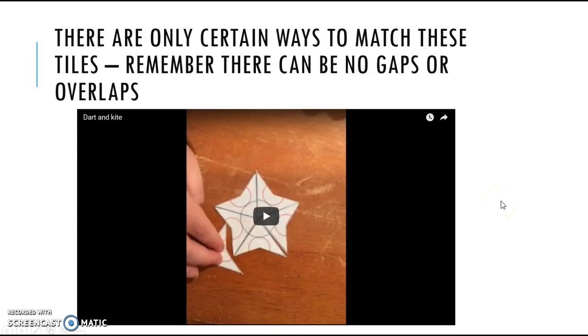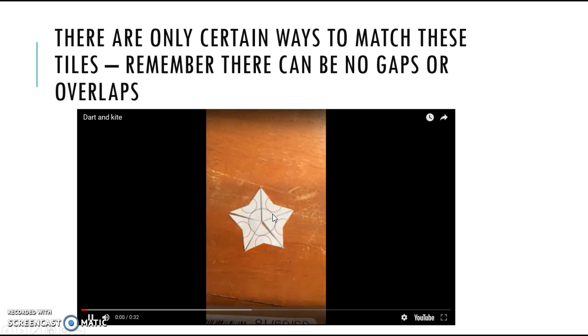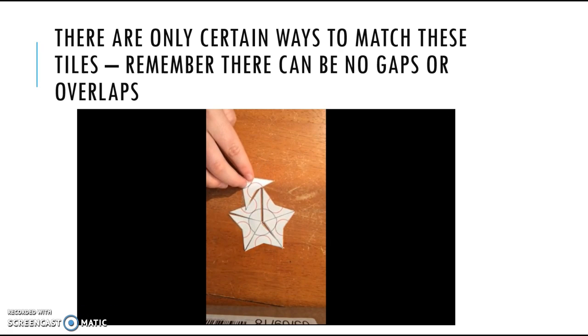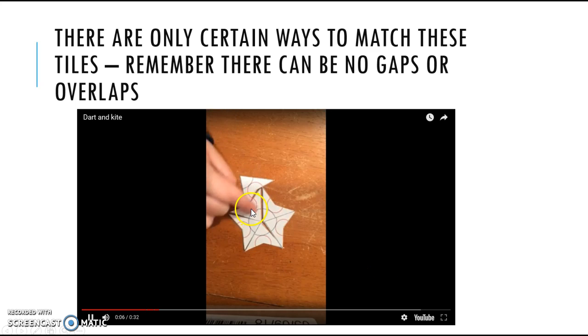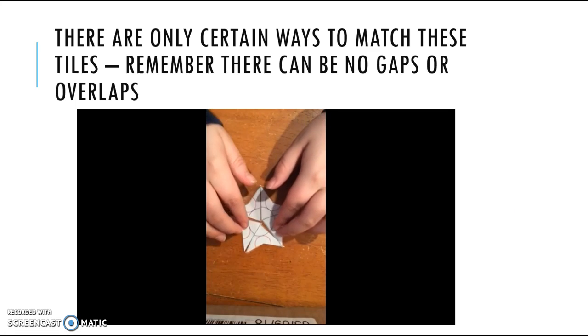Now, one thing that's really interesting is that there's only certain ways to match these tiles. So what I've done is I've created this star pattern here, and basically what we're going to show is that you can't put a dart on top of another dart, because remember, we can't have any gaps or overlaps. So in order to do that, we're going to show that basically there's no way to fit a dart on top of a dart, because you see we have the overlap here. And that no matter how we do this, there's either going to be a gap or an overlap.